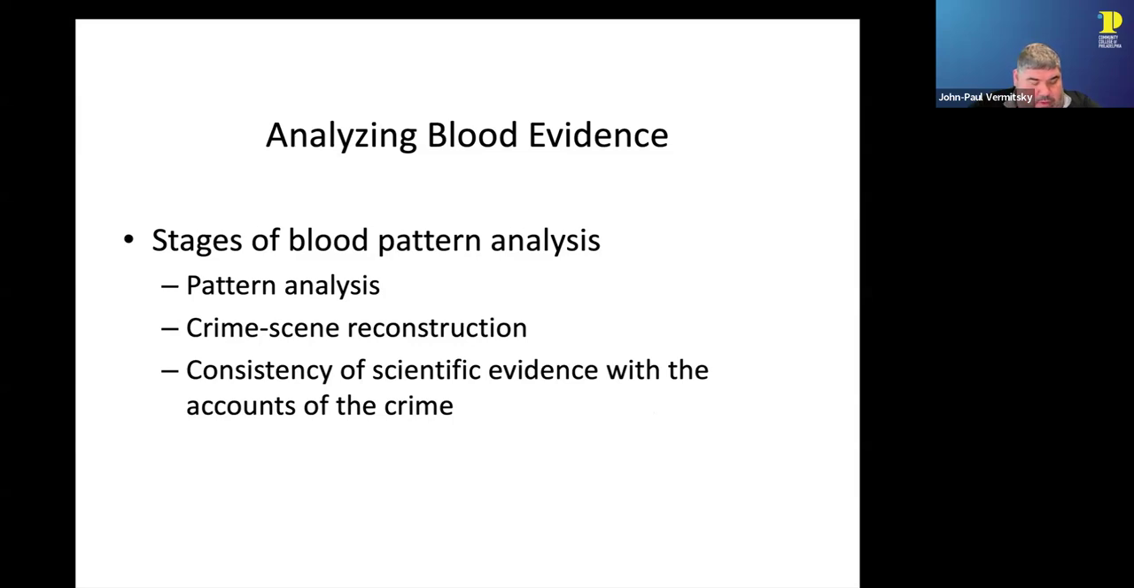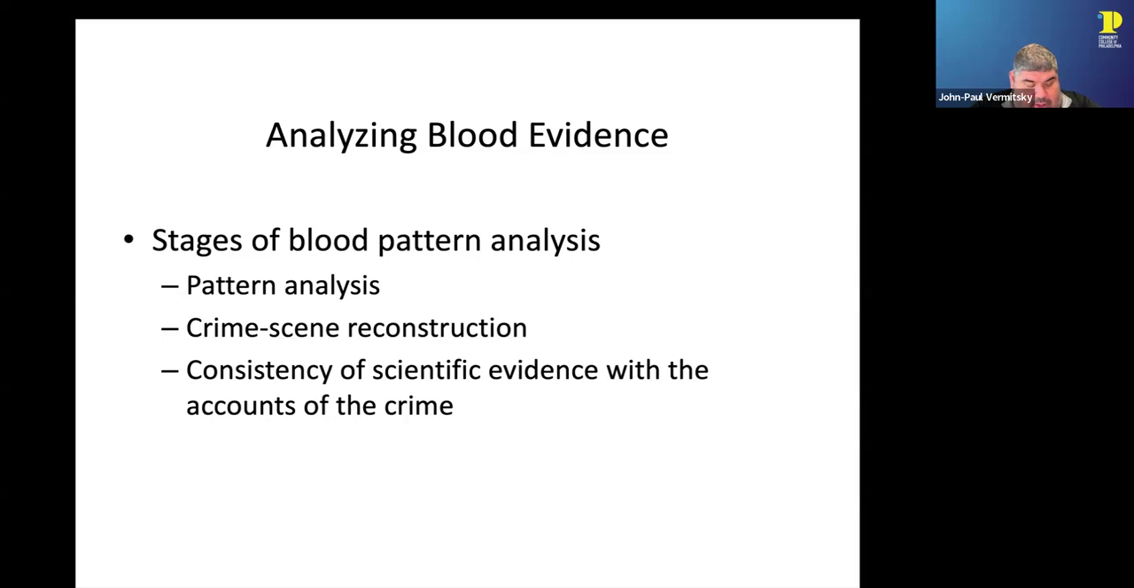Okay. So blood pattern analysis can be broken down into three primary stages here: pattern analysis, crime scene reconstruction, and consistency of scientific evidence with accounts of the crime. So when we look at pattern analysis, this is the examination of the physical characteristics such as size, shape, distribution, and overall appearances. The analyst will interpret what patterns are present and what actions could have resulted in the blood patterns present.